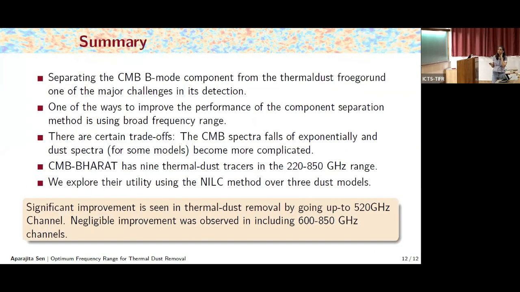So just to summarize, separating the CMB B-mode component from the thermal dust foreground is one of the major challenges. We have explored whether increasing the frequency range on the higher side will actually improve our results. And we find that up to 520 gigahertz, we do see some improvement, but from 600 to 850, it's not significant.